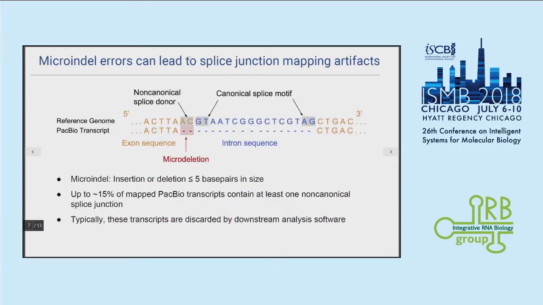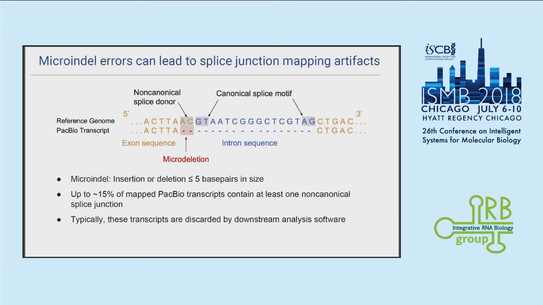Specifically, microindel errors can be a problem for PacBio. These are small insertions or deletions of around 5 base pairs in size. When these happen on a splice junction, you can get a problem when you map the reads to the reference genome, producing an artifact non-canonical splice junction. Because splice motifs are extremely conserved, these non-canonical motifs are considered artifacts. Up to 15% of the PacBio reads we see have at least one non-canonical splice junction. Unfortunately, the downstream pipelines usually discard these reads, so you're looking at losing a lot of your data to this problem.